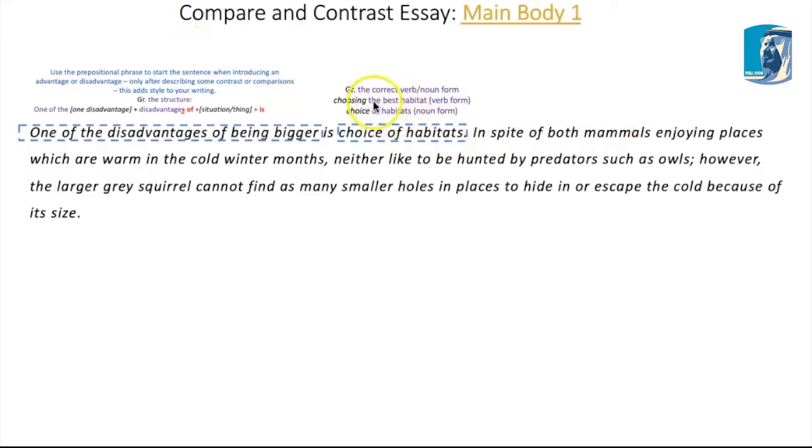So know that with words we either have verb or noun forms with particular words, especially after prepositional phrases that introduce advantages and disadvantages. Okay, so make sure you are writing that in the correct grammatical form, choosing either your verb form with the "ing" or your noun form, usually carrying the particle "of."